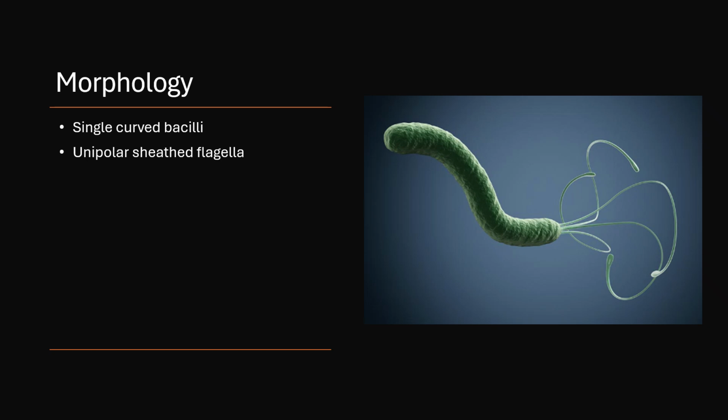Under the microscope, H. pylori usually appears as a single curved bacillus, not in clusters or chains. It has several sheathed flagella located at one pole which spin like a propeller. This motility is one of the main reasons it can reach the stomach lining and colonize it so effectively.